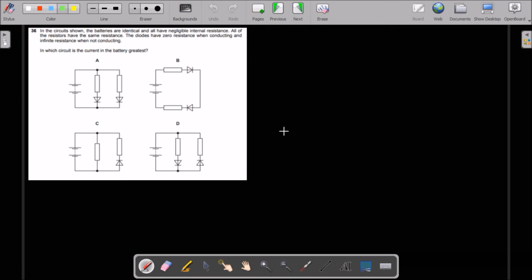Question 36. In the circuit shown, the batteries are identical and all have negligible internal resistance. All of the resistors have the same resistance. The diodes have zero resistance when conducting and infinite resistance when not conducting. In which circuit is the current in the battery greatest?